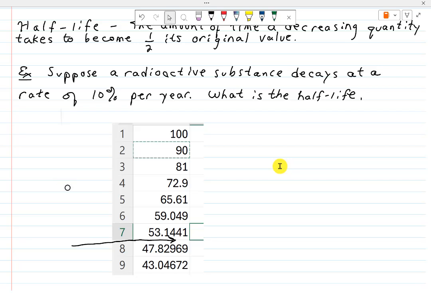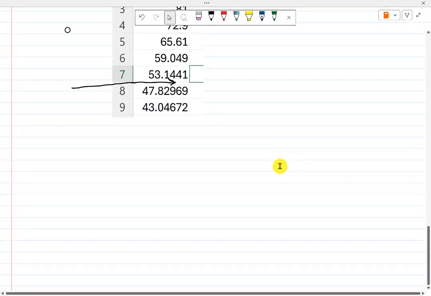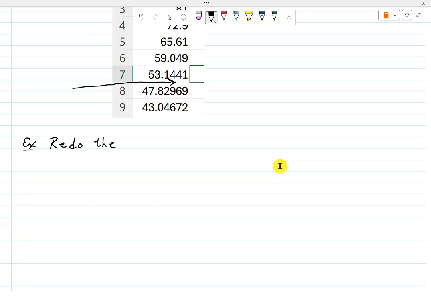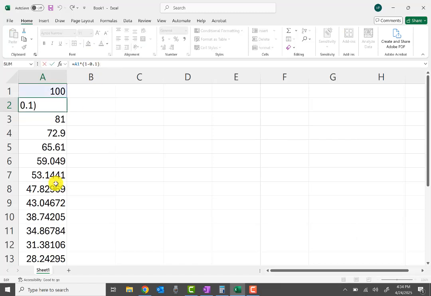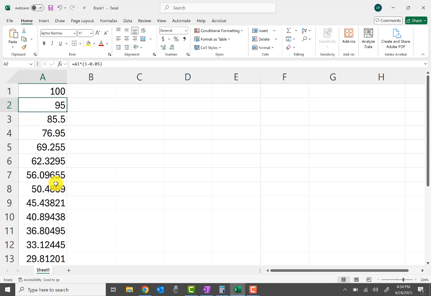And I can play the same game with 5%. So redo the last example for 5%. And it's the same thing. I'll just go in Excel and I'll change the 10% to 5%. So I'll come back here and change the 0.1 to 0.05. And I'll copy that and then I'll paste it over.